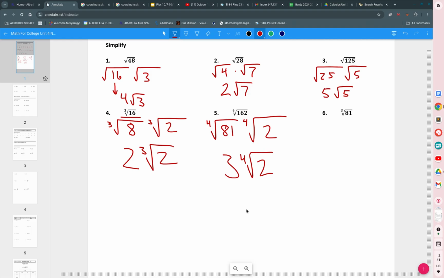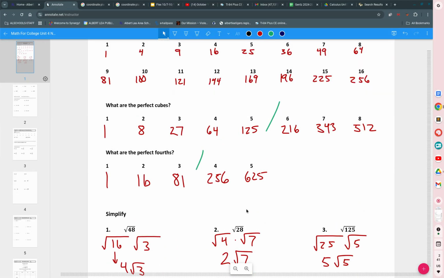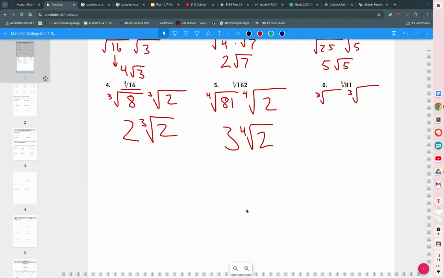Then my last one, cube root of 81. So I'm going to divide it up into cube root and cube root. I look at my perfect cubes. What's a number here that divides evenly into 81? 27 goes in how many times? 3. If you can't come up with those, you've got to turn to your calculator. I see that the cube root of 27 is 3, and I get 3 cube roots of 3.